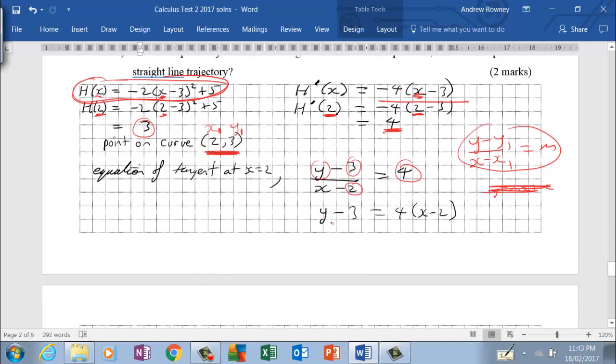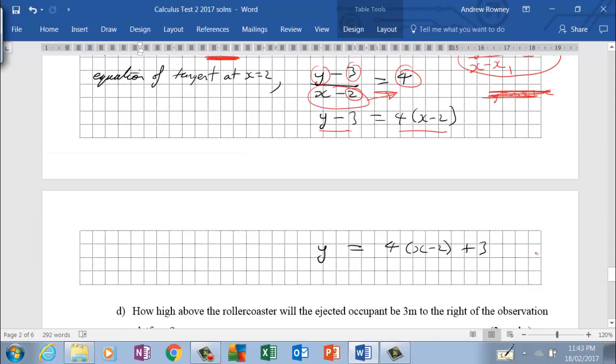You could just tidy it up by multiplying x take 2 over the other side. And so y take 3 is 4 times x take 2. And then you add 3. Opposite of take 3 is add 3. So there's our equation. I mean, you could put it in mx plus c like this. You could expand the 4 in and make it 4x take 8 plus 3. So it's 4x take 5. So that's your slope 4, and that's where it cuts the y-intercept, minus 5.